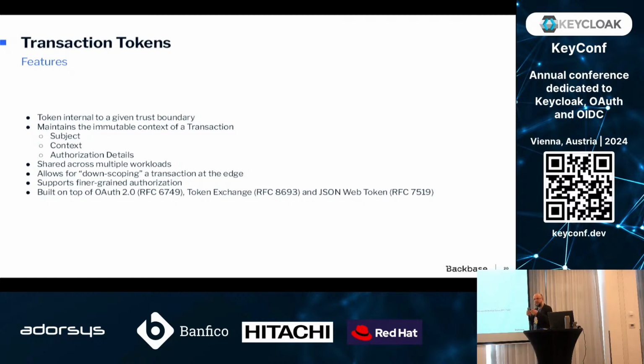The token will only be understood by the microservices inside the perimeter. What's important is that it is of one-time use. It can contain some request-specific data that the external token will never contain, for example. It will be understood by all the workloads, ideally. And there could be some really fine-grained authorization, especially with Keycloak. And importantly, it's built on top of existing standards like OAuth, token exchange, and JWT.